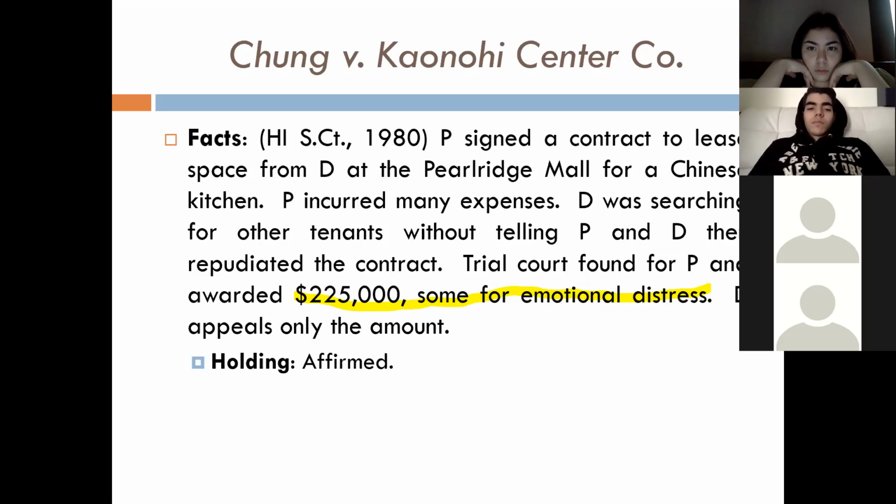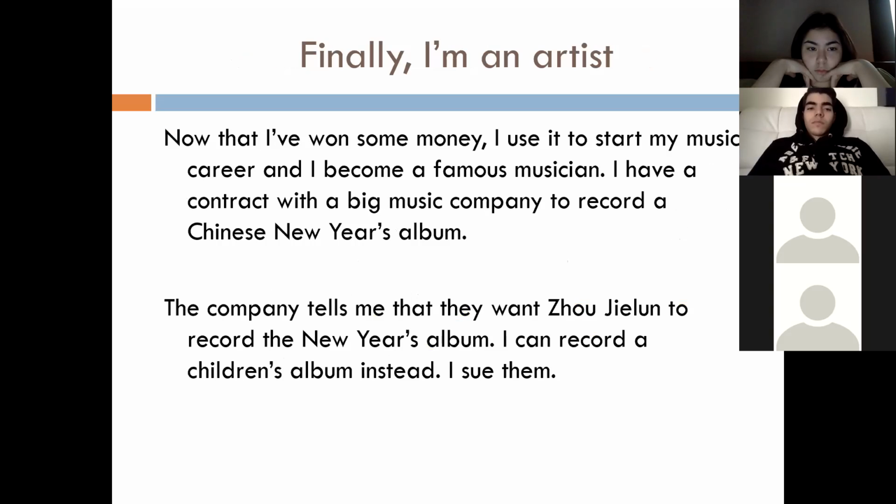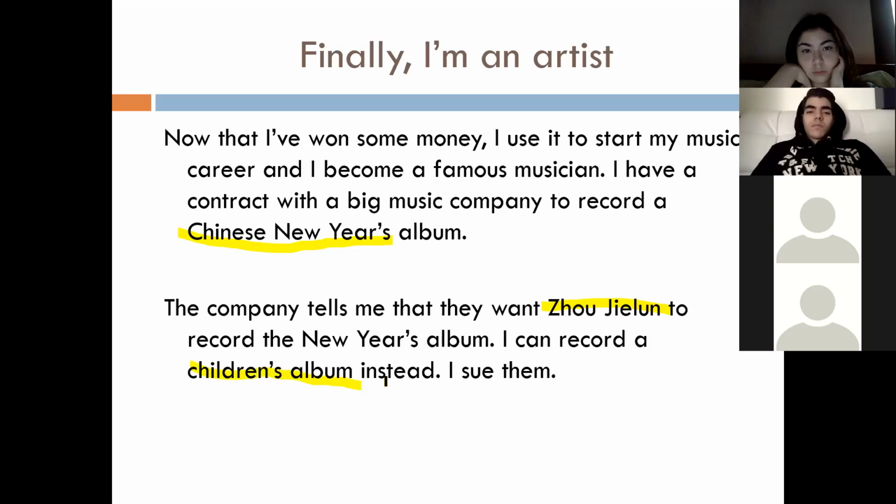Let's say, Aruni, that you give me a contract to make an album and you want me to make a Chinese New Year album, okay? But then, Aruni, you have an opportunity to work with Zhou Jielun. Do you know who that is? He's super famous. So you want to work with him because he's going to make you a lot of money. So you call me and you say, David, listen, I know I promised you to make a New Year's album, but make a children's album instead. And I sue you.